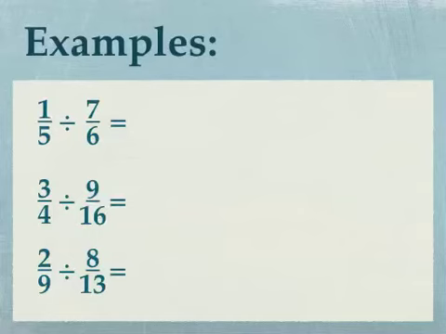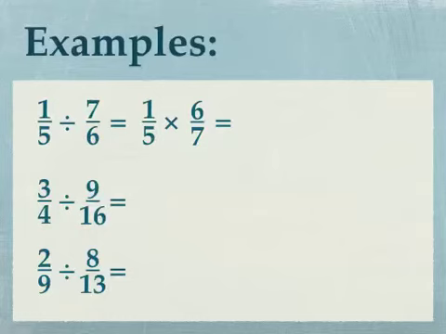Remember, nothing happens to my first number. 1/5 is going to remain 1/5. And now I'm going to multiply 1/5 by 6 over 7. Notice, 1/5 has stayed the same. I've gone from division to multiplication because I have written the reciprocal of the second number. So I have 1/5 times 6 over 7.